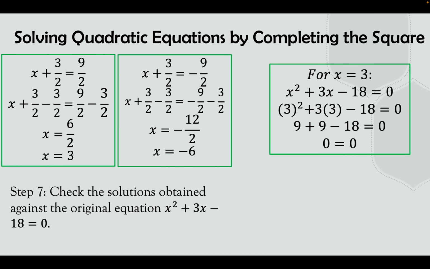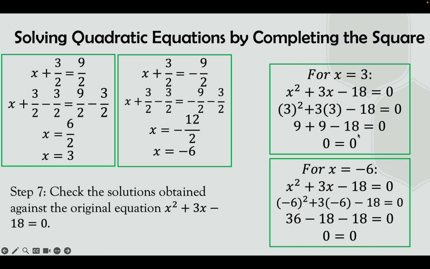So for x = 3, we have 3² + 3(3) - 18 = 0. So 3² is 9, 3 times 3 is 9, negative 18. So 9 plus 9 is 18, minus 18 equals 0. So that means we have 0 = 0. That means x = 3 is a solution.